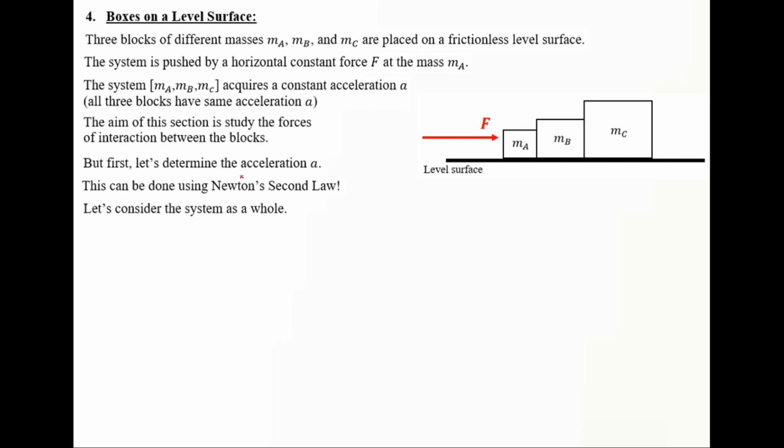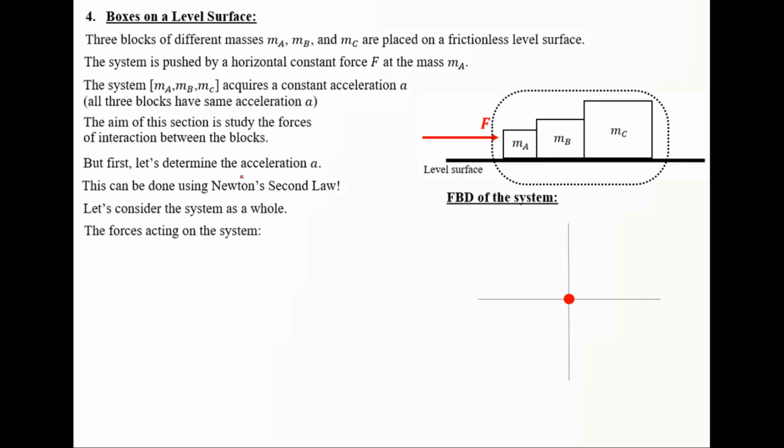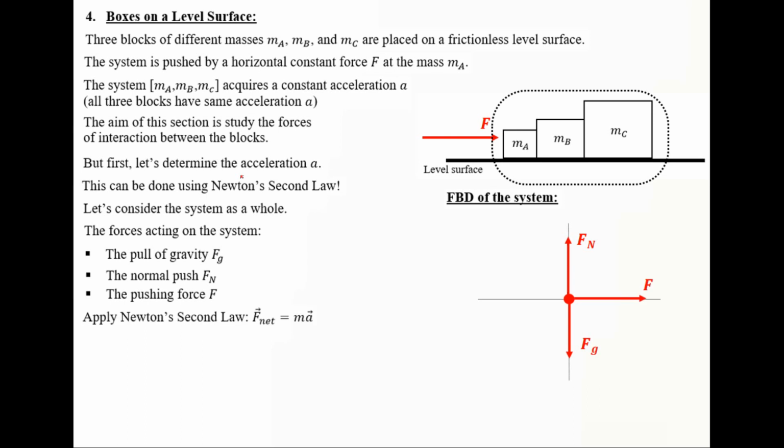And now our choice of the system would be as a whole, including MA, MB, and MC. So what are the forces acting on such a system having a mass MA plus MB plus MC? That would be the pull of gravity down, the normal push which is up, and the pushing force F to the right. And now we can apply F net is MA.